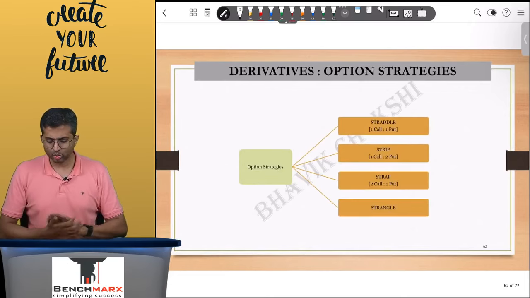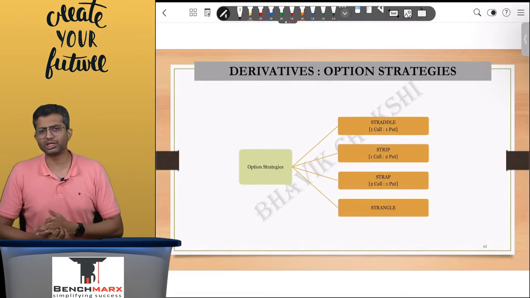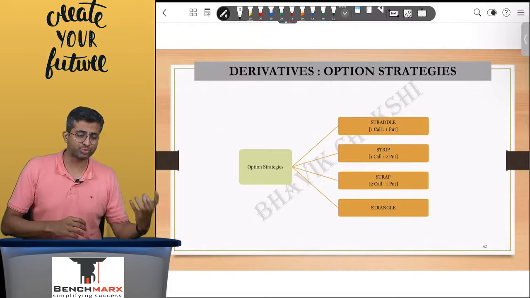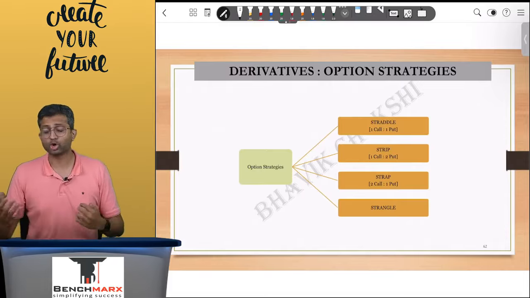Acha, then you look at option strategies. This is not really important from an exam standpoint, but there can be spread strategies, or there can be combination strategies.